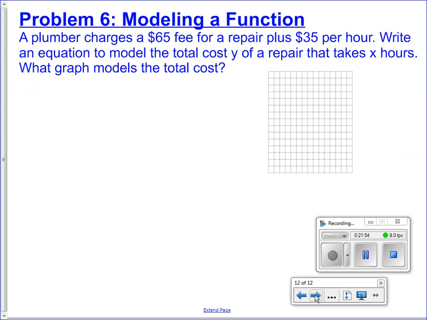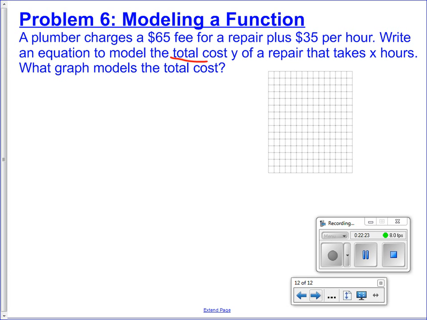All right, problem 6. This is a real-world type problem, and this is going to be modeling a function. A plumber charges a $65 fee for a repair plus $35 an hour. Write an equation to model the total cost Y of a repair that takes X hours. What graph models the total cost? All right, so let's get ready.